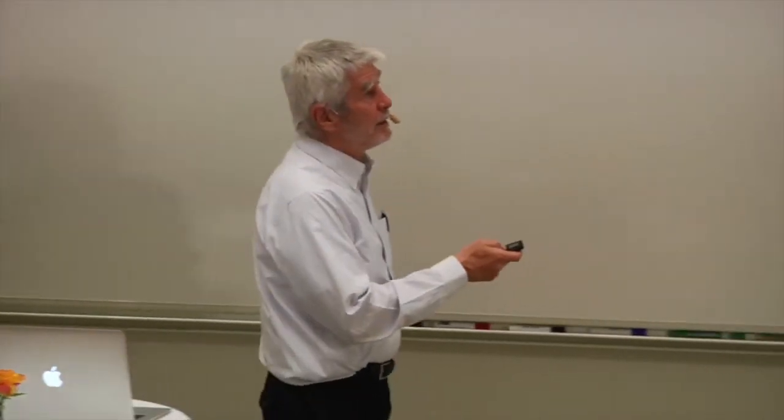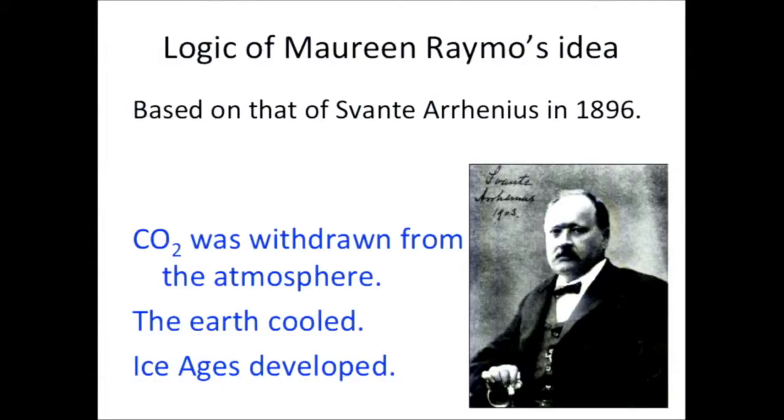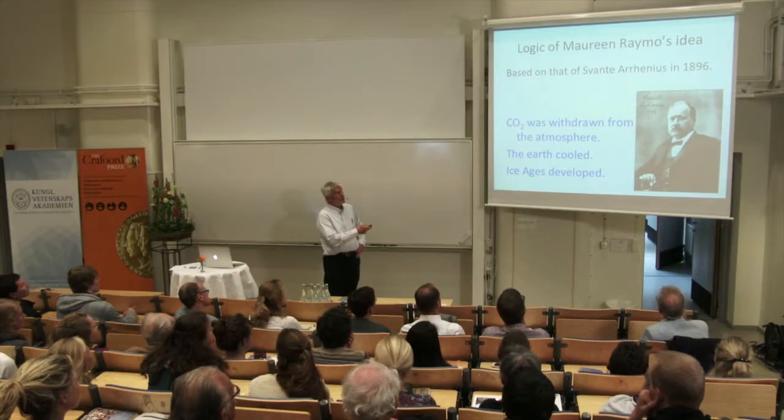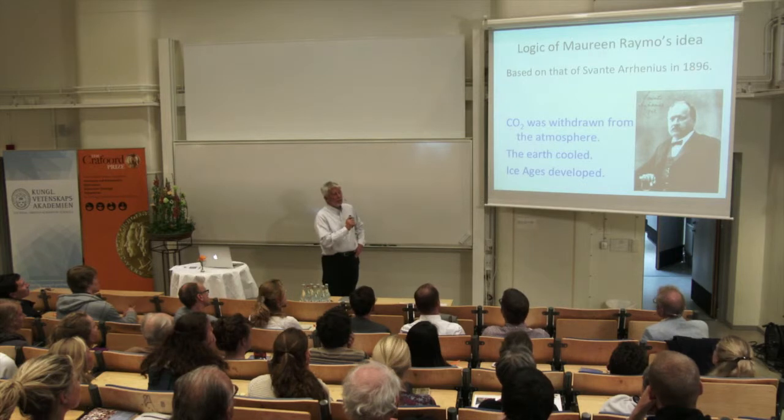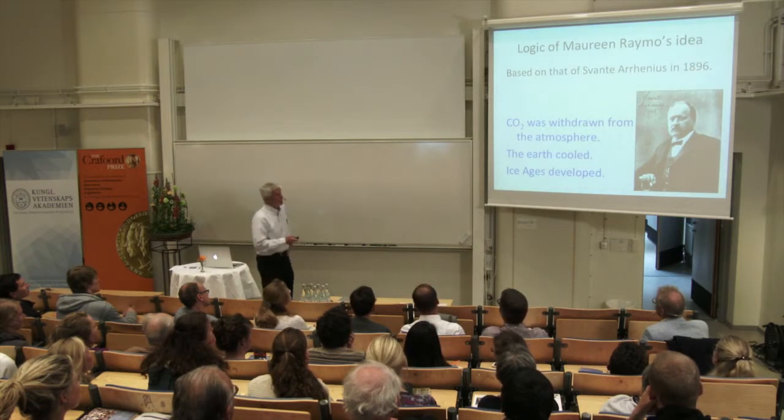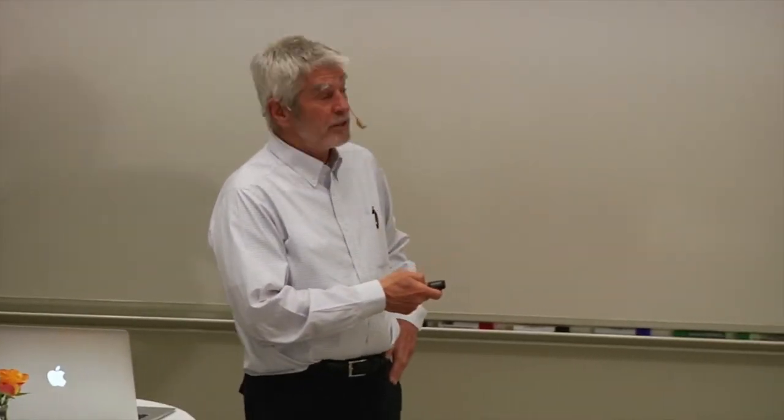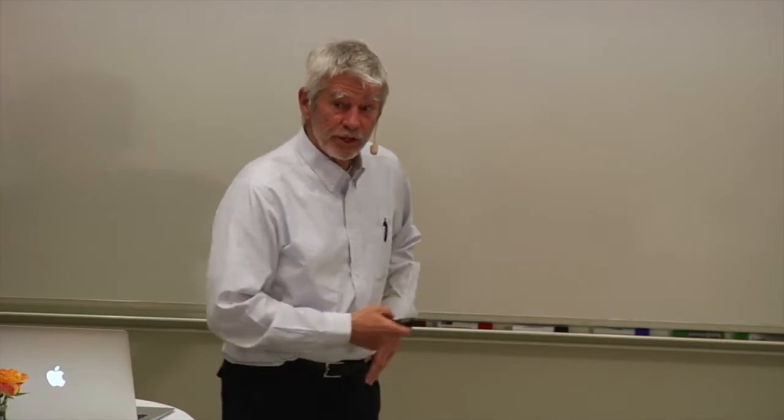Going back to 1896, Svante Arrhenius, you should all know his name, this was a giant, he realized that if CO2 were withdrawn from the atmosphere, the Earth should cool and you should have ice ages. When he wrote this paper in 1896, I recommend all geologists read this. This is just a landmark study. He was attacking the question of why did we have ice ages? And this was his suggestion.